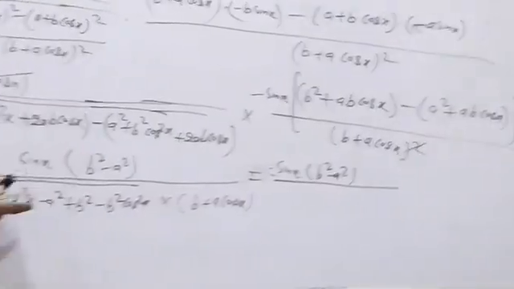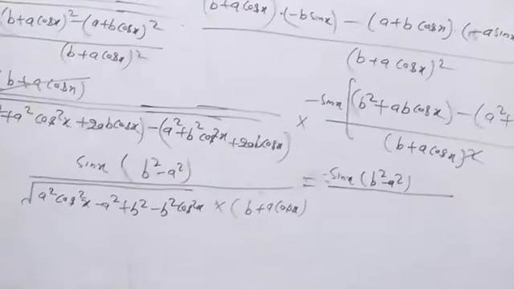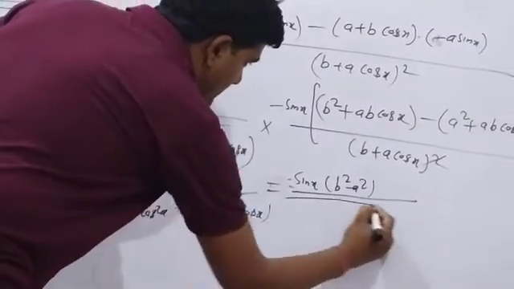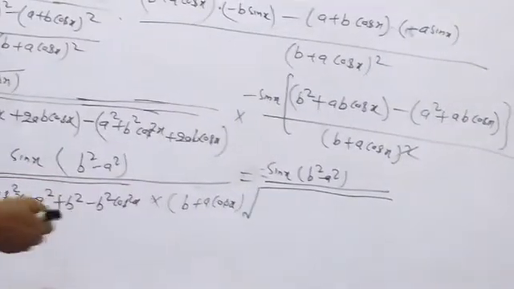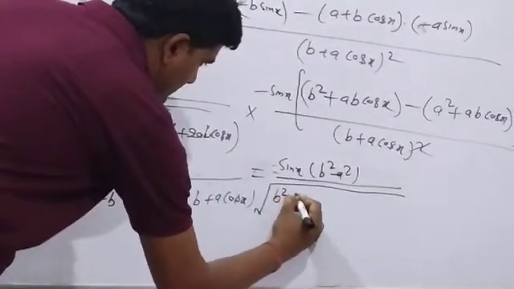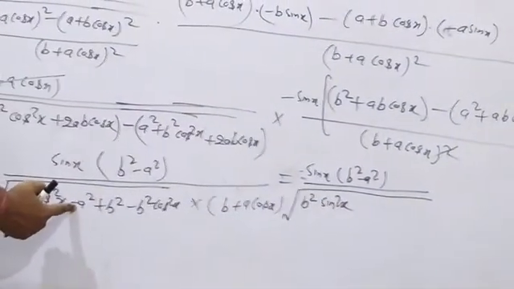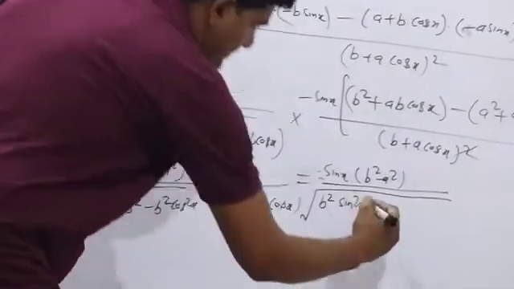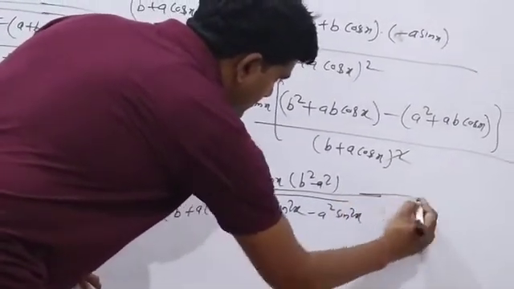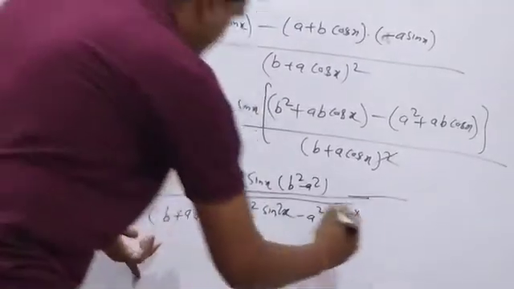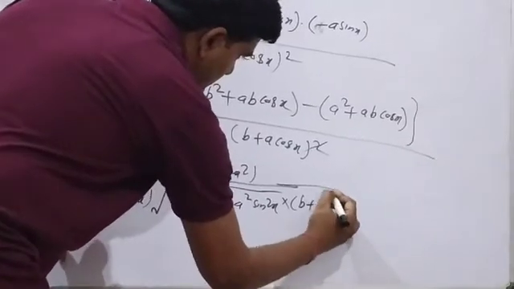you check, b square common here, 1 minus cos square means sin square, then what we can write, under root, clear, under root, b square common, it means b square sin square x, minus a square common, 1 minus cos square means sin square, minus a square sin square x into b plus a cos of x. Clear?